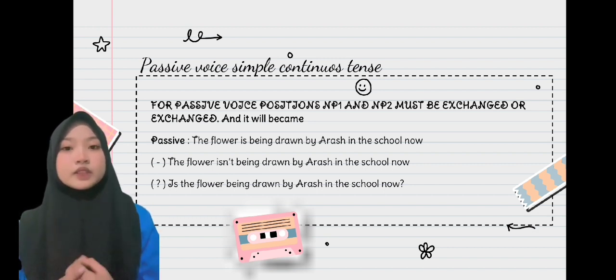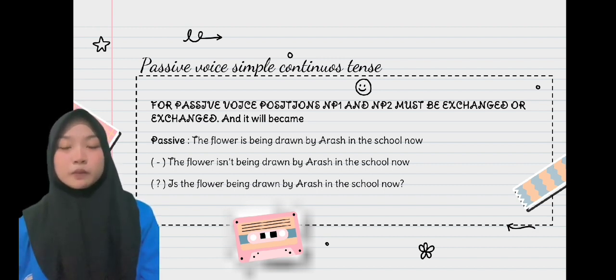So we can keep in mind that for passive voice position, NP1 and NP2 must be exchanged, and it will become the flower is being drawn by Aras in the school now. That is the passive voice sentence for simple continuous tense. So the negative form will be the flower isn't being drawn by Aras in the school now. And the interrogative form will be is the flower being drawn by Aras in the school now?